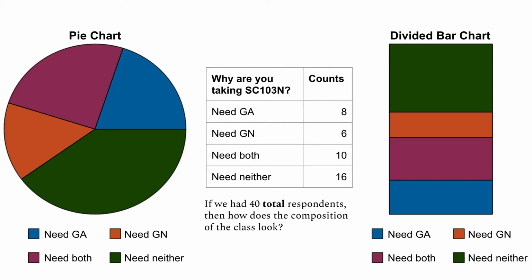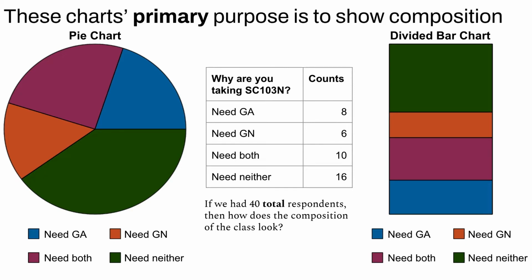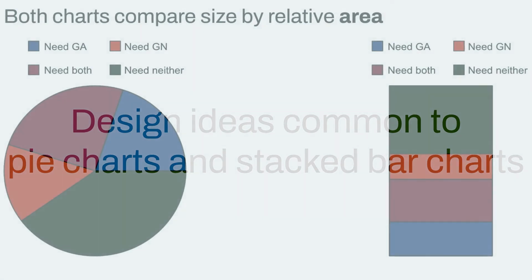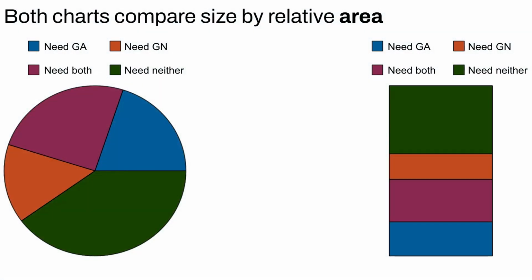These plots aren't terrible, but they could be vastly improved by using some of the ideas of graphic design and some of the principles that we've learned so far. In particular, we can ask ourselves, how do we accomplish the primary purpose of showing composition in a way that's easy for our reader to look at and understand? And so let's think about how to improve what we have already created, representing the reasons why people take this course. Both of these charts try to compare things by relative area.